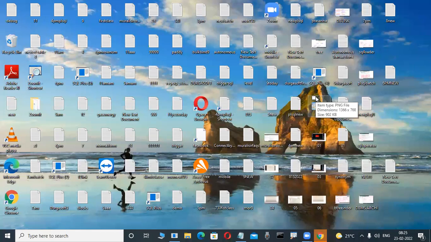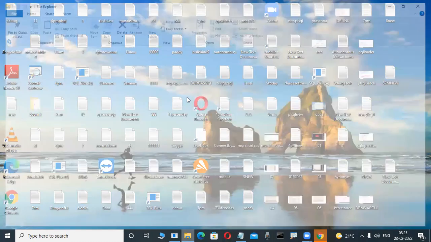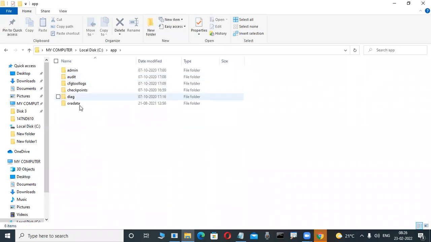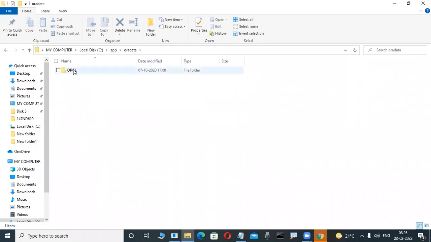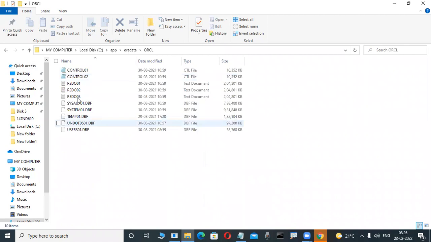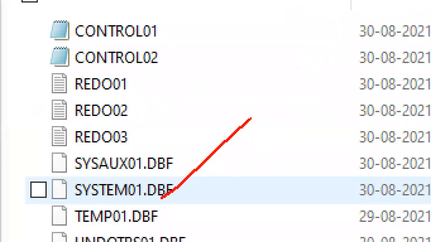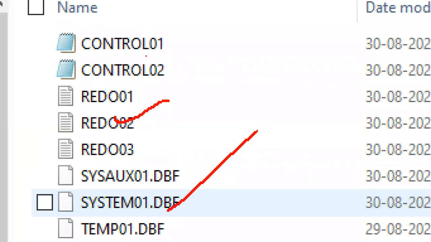Same like Oracle software, SQL Server software, DB2 software, when I'm installing them, some physical files are created on the disk. That is called physical structure. Whenever I'm installing Oracle software in my system, automatically three types of files are created: data files, control files, redo log files. Observe here, .dbf files are there, .log files are there, and .ctl files are there.